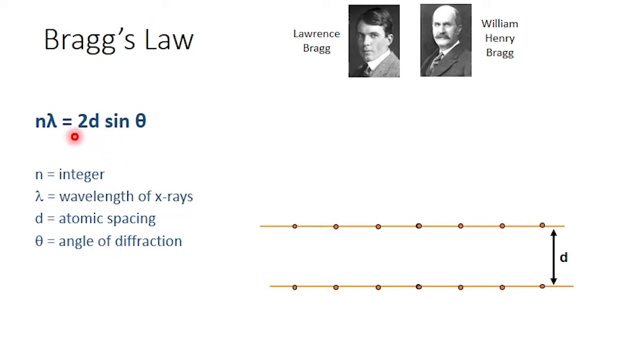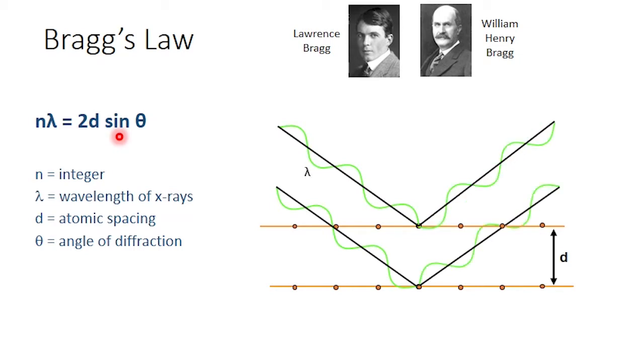So let's talk about how we would derive this equation. What I'm showing here are X-rays with a certain wavelength lambda that are irradiating our sample. And in particular, I'm showing two individual waves. The top wave diffracts off the top plane of atoms, and this second wave diffracts off the second plane of atoms. Now, there is a slight difference in the distance that the second wave has to travel as compared to this first wave. And we can see that illustrated here.